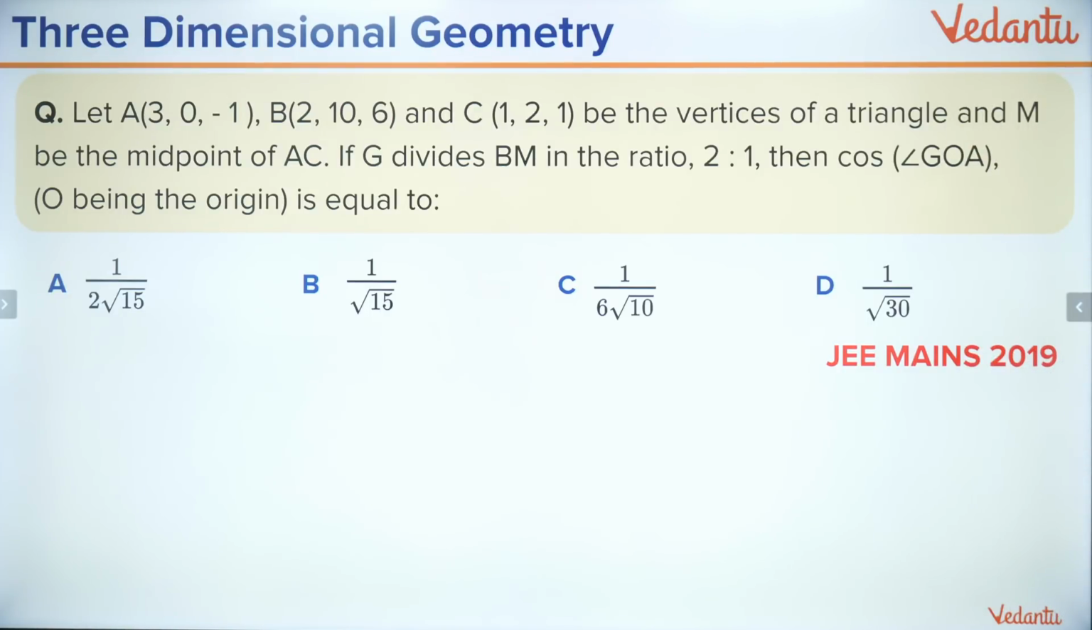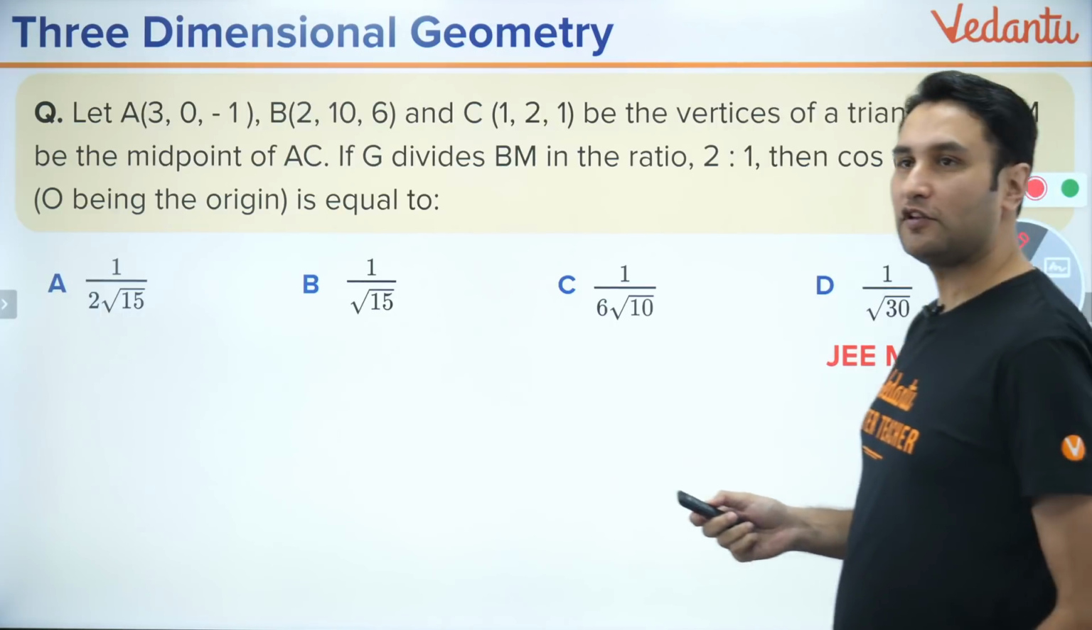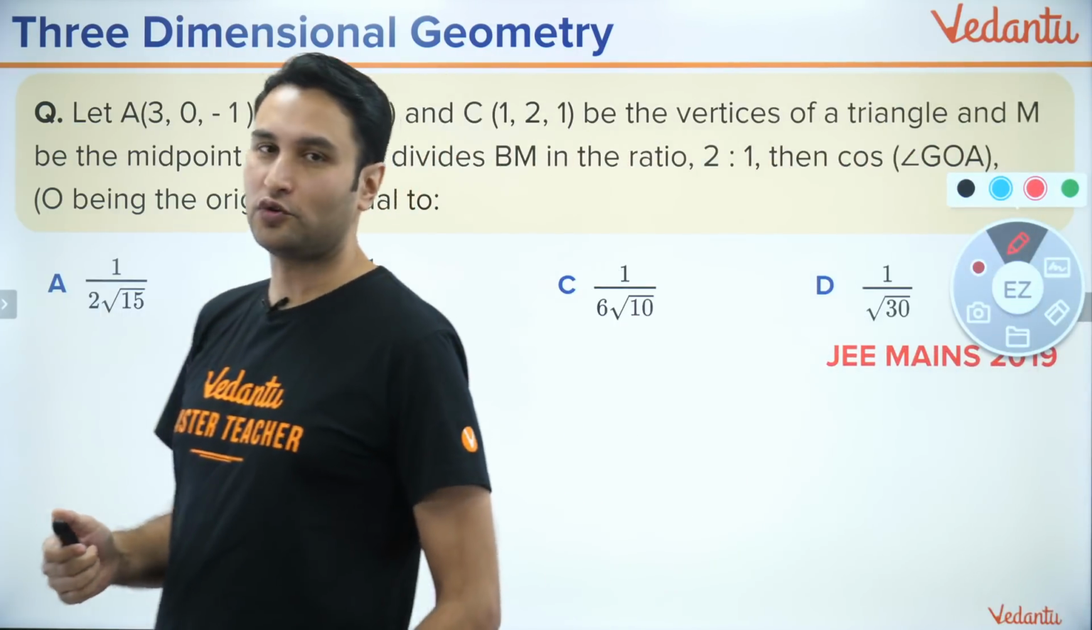So let A, B, C be the points (3, 0, -1), (2, 10, 6) and (1, 2, 1), the vertices of a triangle, and M be the midpoint of AC. If G divides BM in the ratio 2:1, then cos of angle GOA, O being the origin, is equal to. Bachcho, first of all make a diagram. As I always say, it is important to first make a diagram, bachcho. Make a diagram and then we'll proceed. Alright, let's see how to approach it.